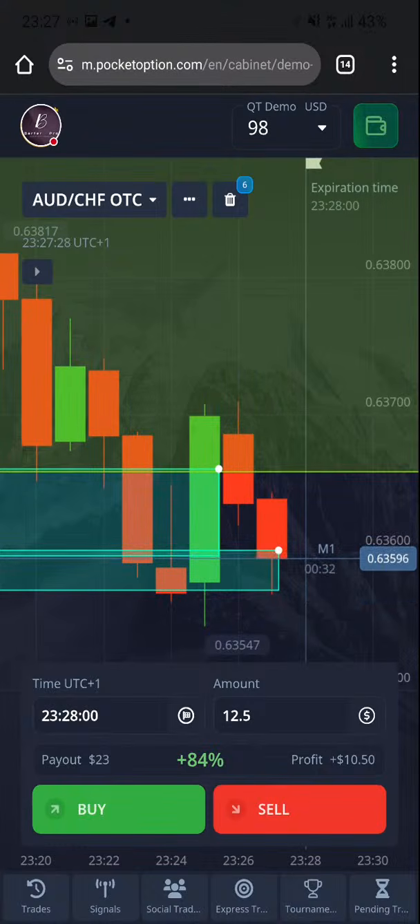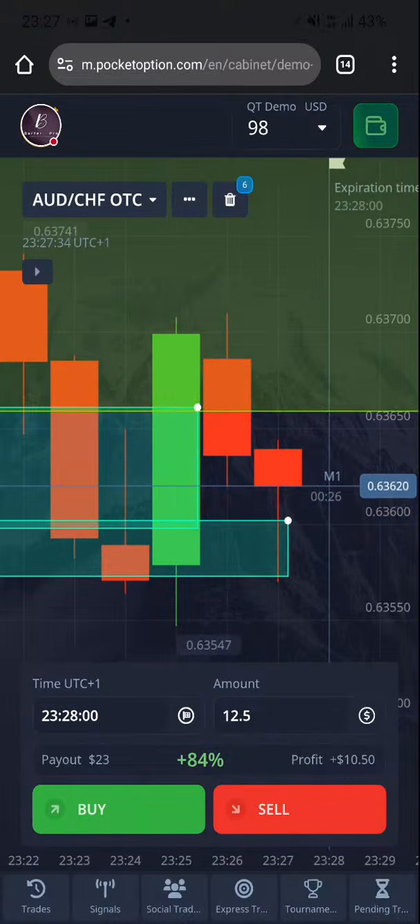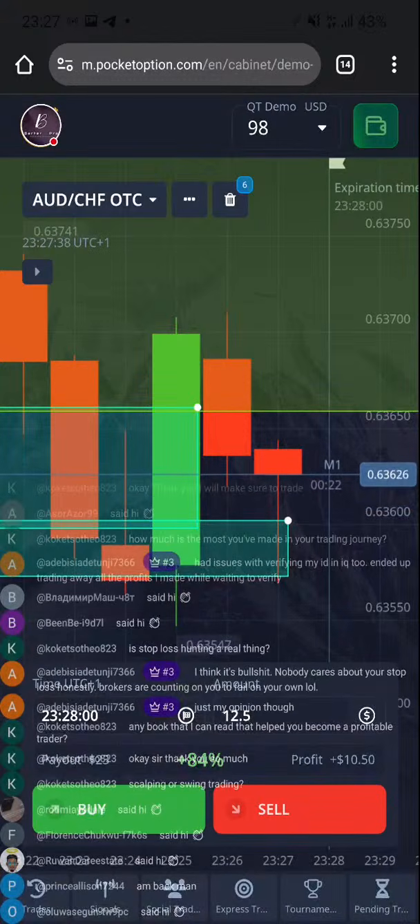Look at this now. We have a demand area down here. The buyers are already coming in. I was waiting for price to close inside here, then I'll go with the buyers.